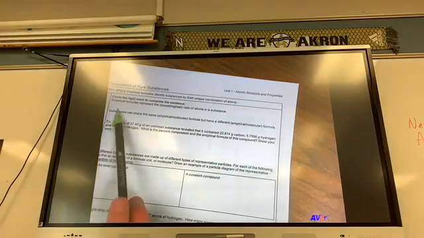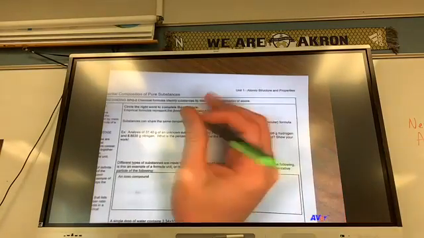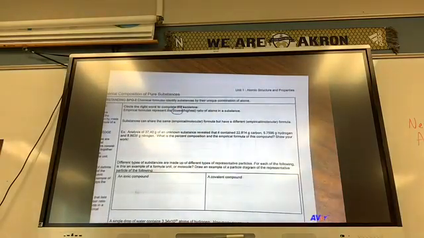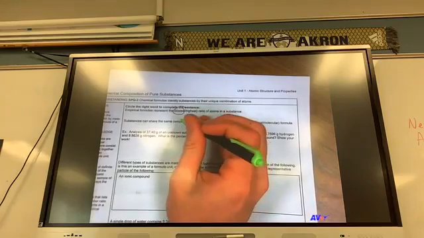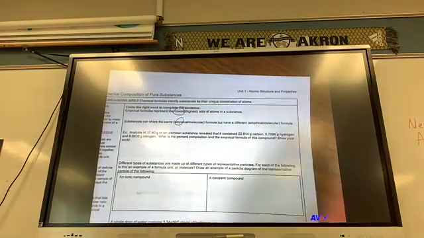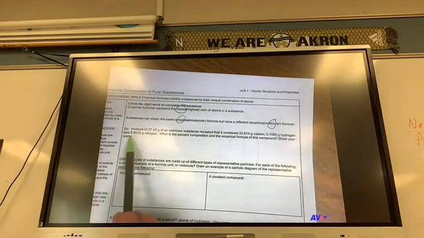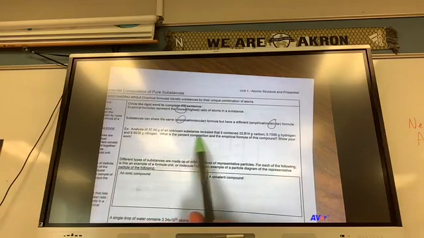Okay, circle the word to complete the sentence. Empirical formulas represent the lowest or highest ratio. Lowest ratio of atoms in a substance. Substances can share the same empirical or molecular? Empirical, but have a different molecular formula. CH4 and C2H8. Yep. Analysis of 37.4 grams of an unknown substance.